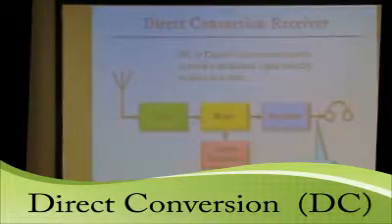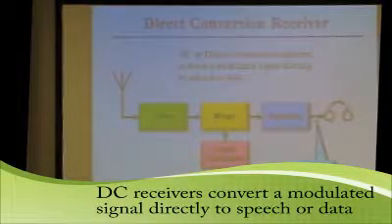Okay, a direct conversion receiver. It takes a modulated signal directly. We filter the signal to get the exact frequency we want. Then we put it into a mixer with a local oscillator, then into the amplifier, and then we've got something that's strong enough to drive a speaker or headphones. And this is about the simplest kind of receiver that you can have.